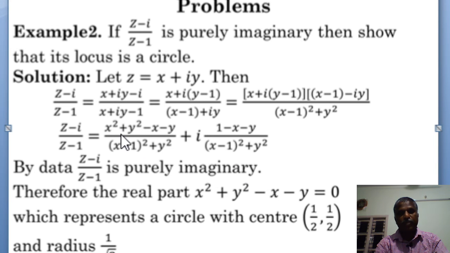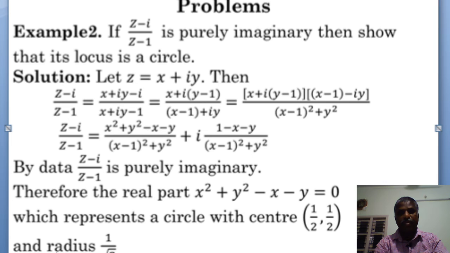A complex number is said to be purely imaginary if the real part is 0. So the real part x square plus y square minus x minus y is equal to 0. So that means this is the equation of a circle with center (minus g, minus f). So here g is equal to minus 1 by 2, so minus g is plus 1 by 2. f is equal to minus 1 by 2, and minus f is 1 by 2. So (1 by 2, 1 by 2), that is (minus g, minus f), is the center.